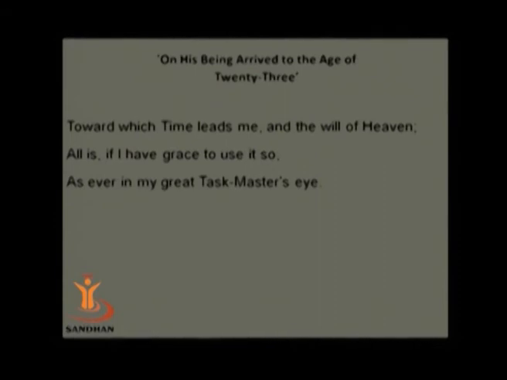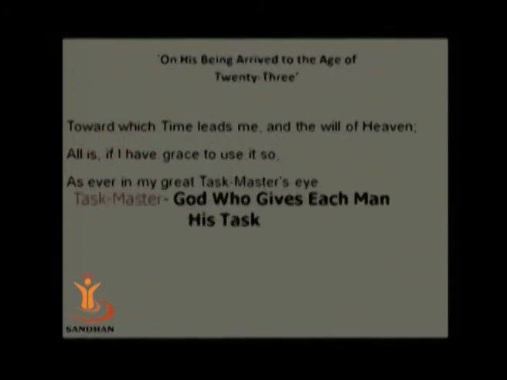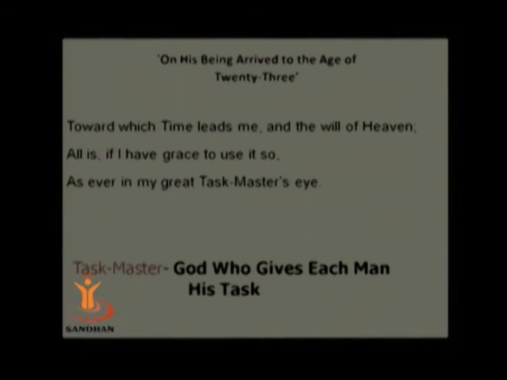Will of heaven means the will of God, "as is, if I have grace to use it so." If I have the blessings of God, the benedictions of God, to use my maturity, to use my talent in that manner, then "as ever in my taskmaster's eye." Taskmaster: God, who gives each man his task. So if God has given me a task, then I will fulfill it. That is, if providence allows me, I will become a more mature poet.